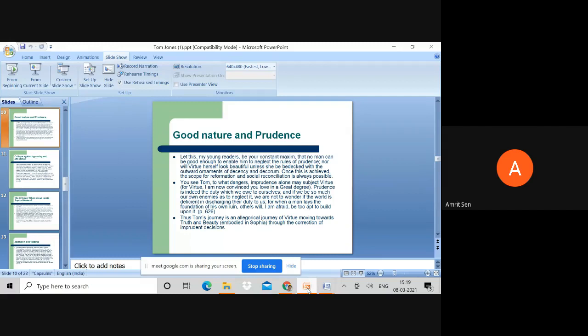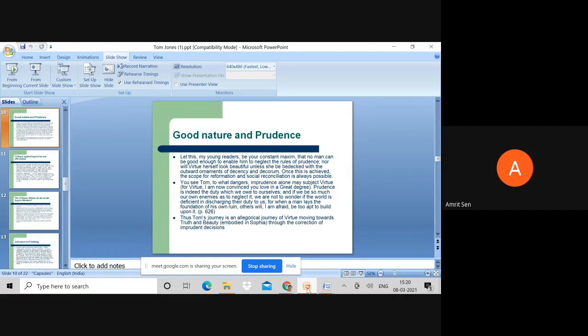And therefore, Fielding writes, "Let this, my young readers, be your constant maxim, that no man can be good enough to enable him to neglect the rules of prudence, nor will virtue herself look beautiful unless she be bedecked with the outward ornaments of decency and decorum." So good nature is benevolence with prudence, charity from within and judgment from outside.